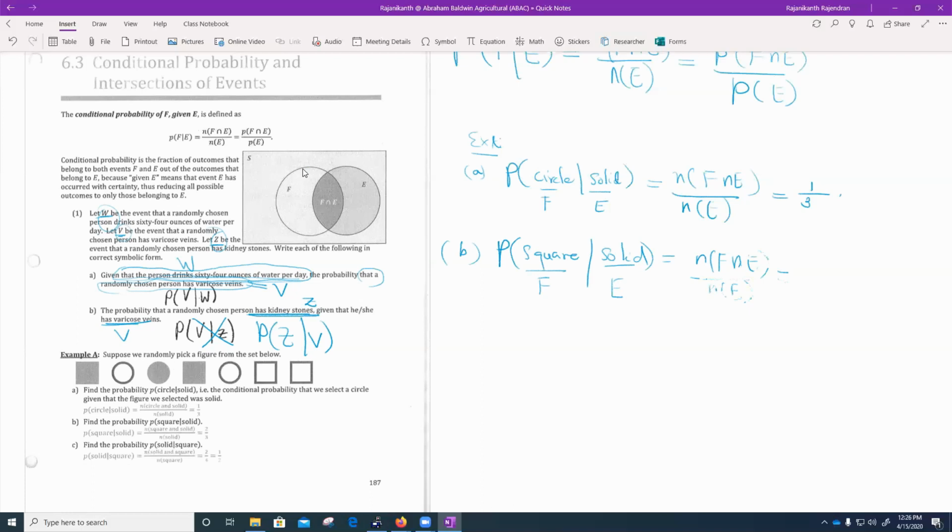That means we are looking for the event of choosing objects which are square with solid. How many are square with solid? There are two of them. Over n of E. The event E is now choosing solid. Again, I have 1, 2, 3. There are 3. So it is 2/3.